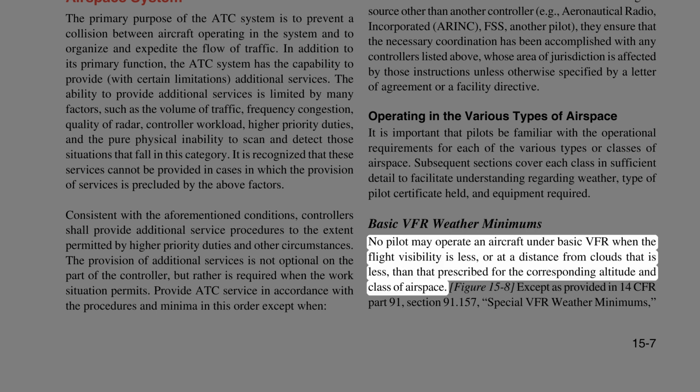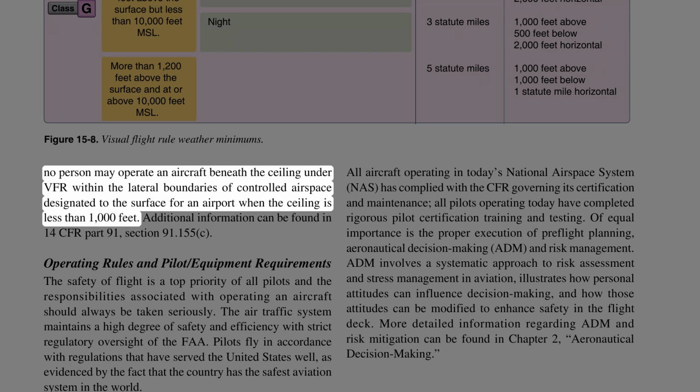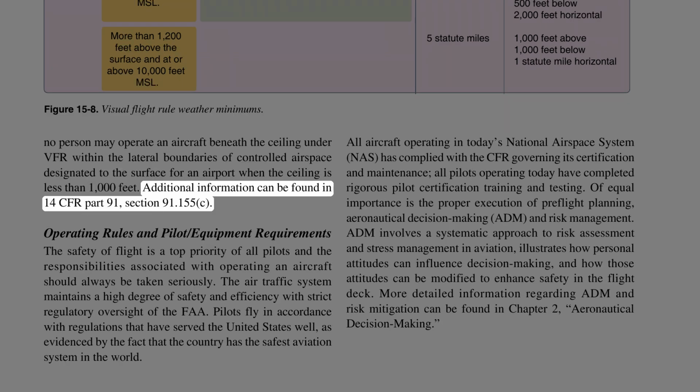No pilot may operate an aircraft under basic VFR when the flight visibility is less, or at a distance from clouds that is less, than that prescribed for the corresponding altitude and class of airspace. Except as provided in 14 CFR Part 91, Section 91.157, Special VFR weather minimums. No person may operate an aircraft beneath the ceiling under VFR within the lateral boundaries of controlled airspace designated to the surface for an airport when the ceiling is less than 1,000 feet. Additional information can be found in 14 CFR Part 91, Section 91.155, C.